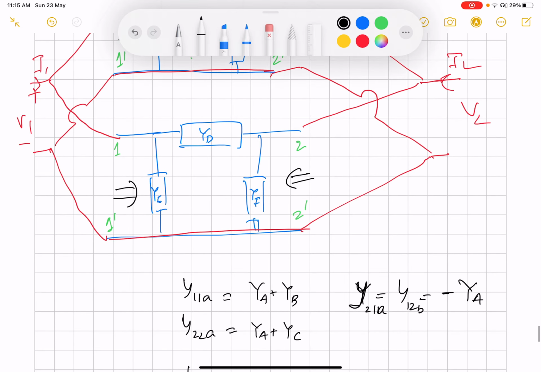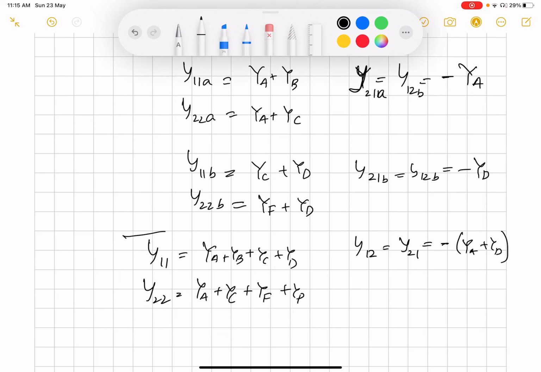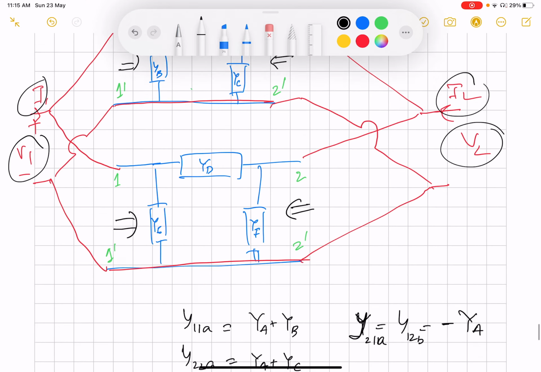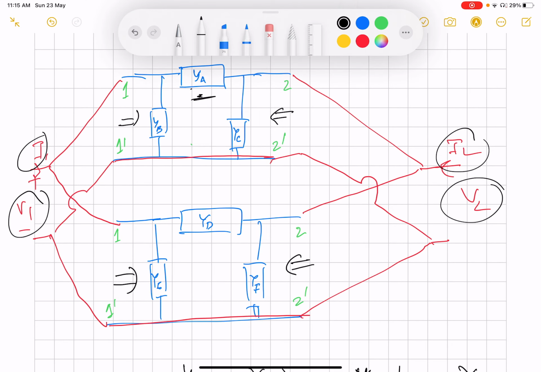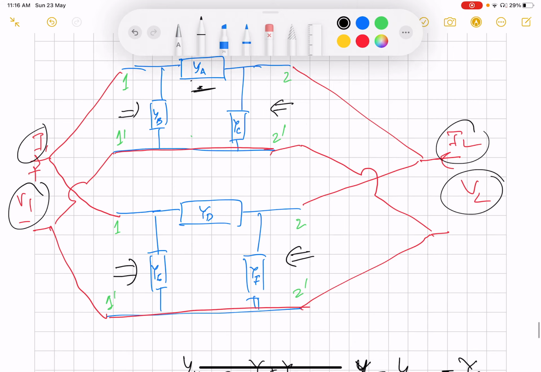So overall, the relationship between V1 and V2, I1 and I2 in terms of the Y parameters, which is given by Y11, Y12, Y21, Y22, would be given like this. So you see that this otherwise seems to be a complicated network, but just because you know that the Y parameters are added up when you have a parallel connection, you can easily write down the overall relationship between the input port and the output port.